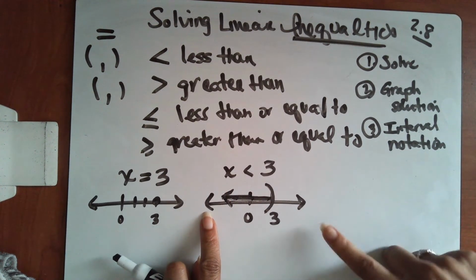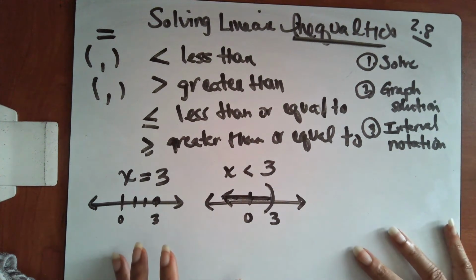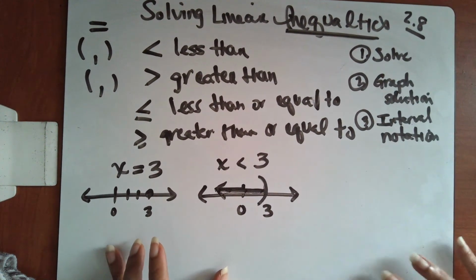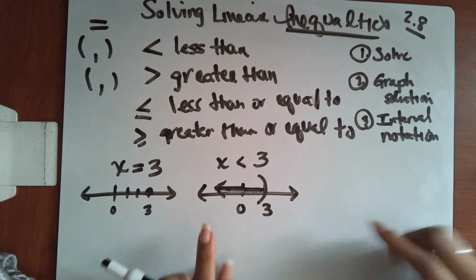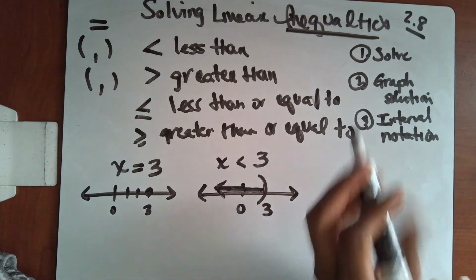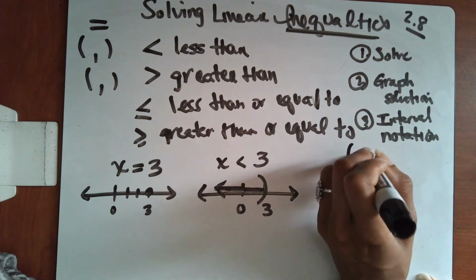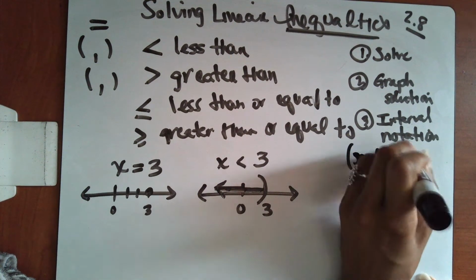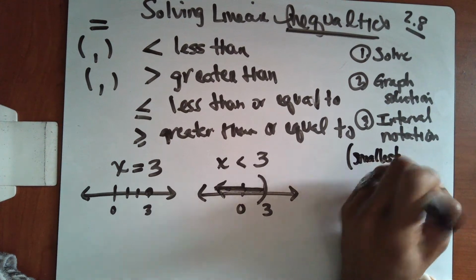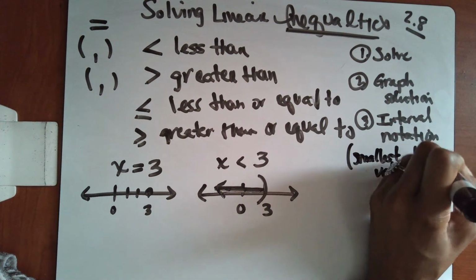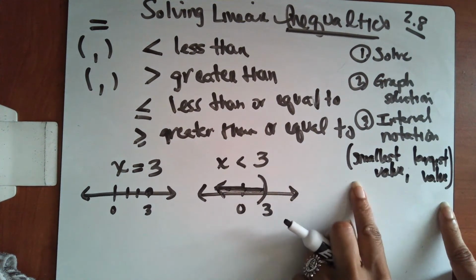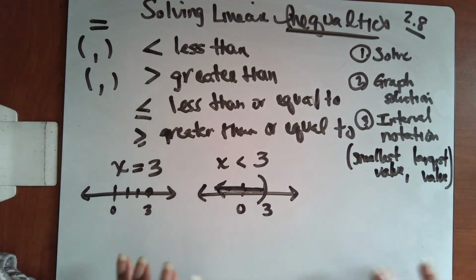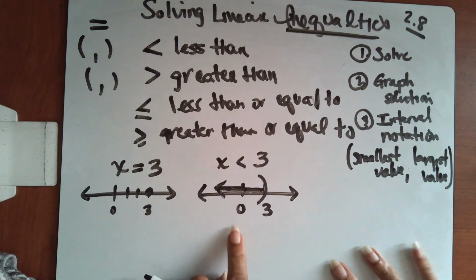Then the third step says interval notation. What is the interval notation? The interval notation is when we write the solution as an interval, where you're going to have your smallest value to your largest value. We're using parentheses, but it can be interchanged between parentheses or brackets when we get to that.